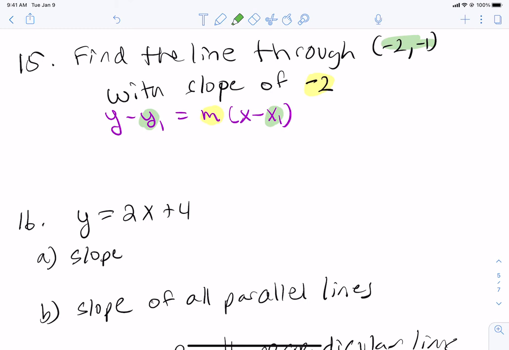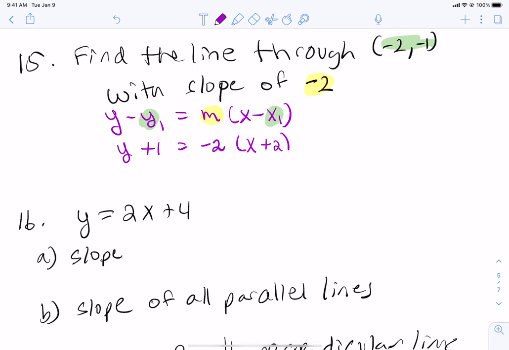So the point is going to be negative 2, negative 1. The slope is going to be negative 2. Now, when you put a negative into the formula, the negative that's already there means the opposite of what it's showing. The negative of something is the opposite of it. Okay, so remember that. So this is going to be y minus a negative 1, so that's going to become plus 1, equals negative 2 times x minus a negative 2, which is going to become a plus 2.